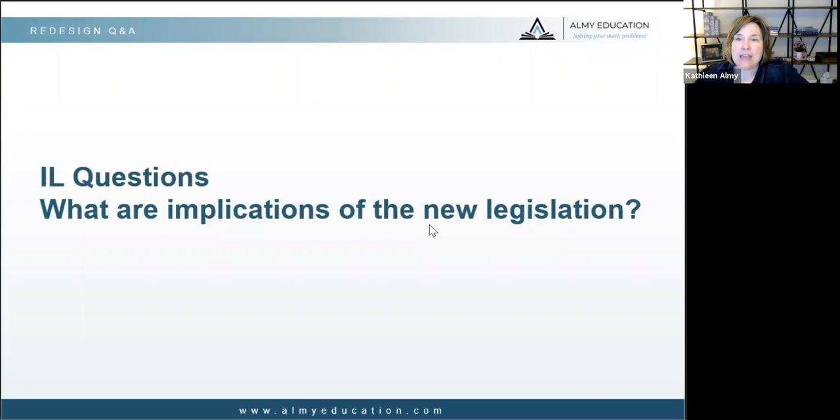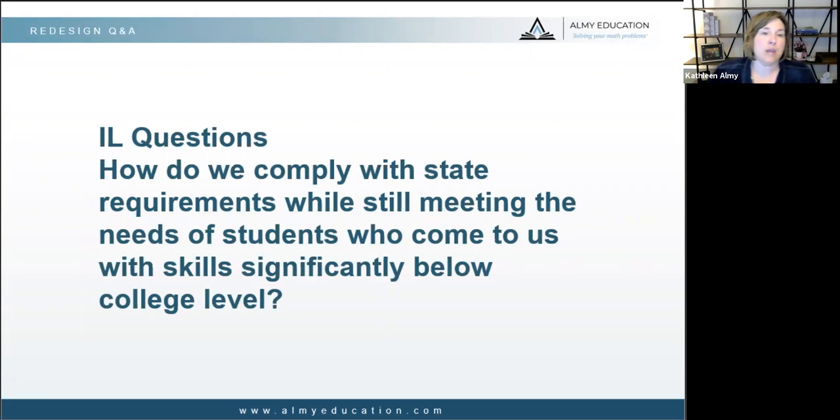So it means that the idea of pre-beginning and intermediate algebra is not going to happen as is. Now, there are ways to use those elements in other ways. You still get to have developmental, but you're not going to be able to have semesters and semesters of it. That's the big thing. It's going to change. Okay, so how do we comply with the state requirements while still meeting the needs of students who come to us with skills significantly below college level?